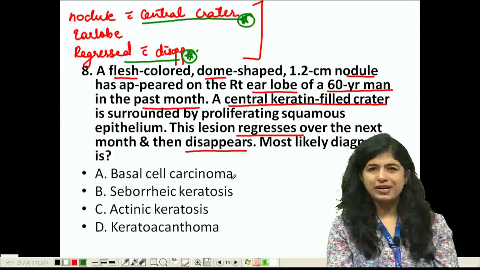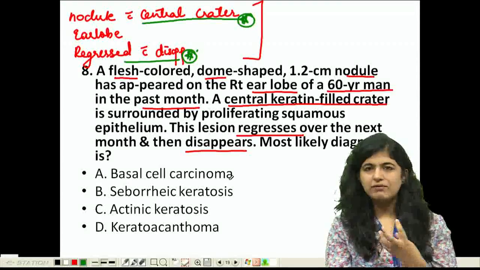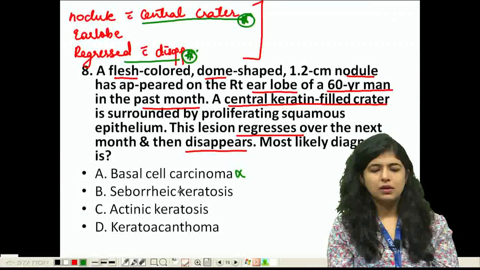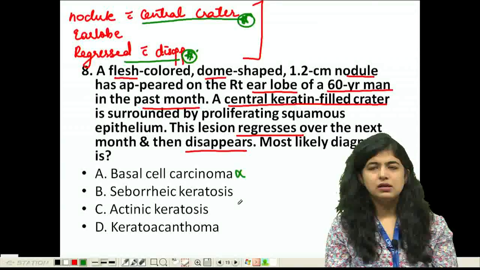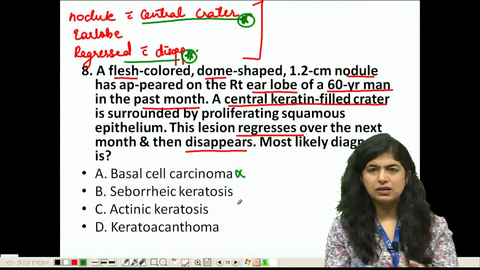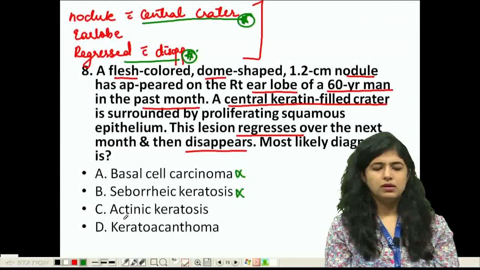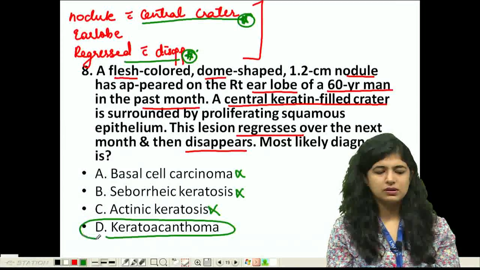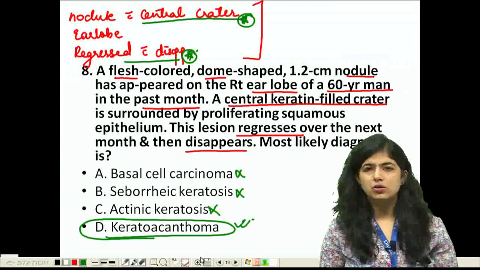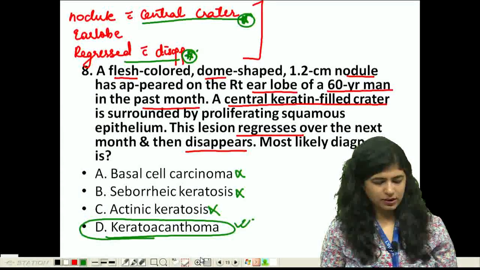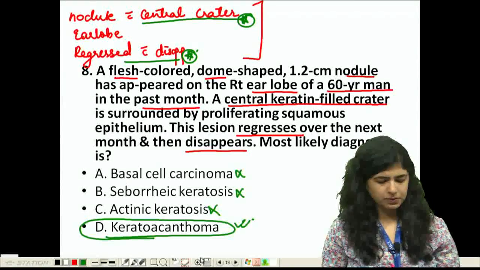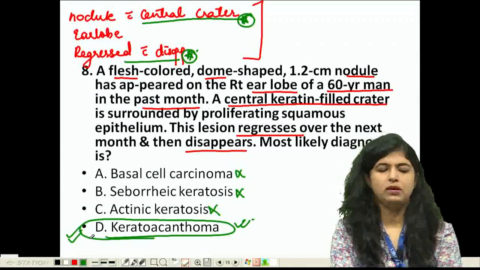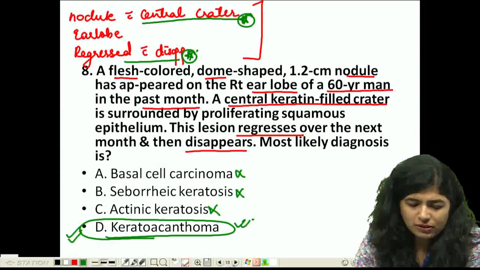Does a BCC have a central crater? It has an ulcer but doesn't have a central keratin filled crater. Does it regress and disappear? No. A seborrheic keratosis? It's a flat brownish plaque. Does it regress and disappear? No. Does actinic keratosis regress and disappear? No. What can regress and disappear is this: keratoacanthoma. So the answer to this is keratoacanthoma. Clear to everyone? I have an image that will make it clearer for you.